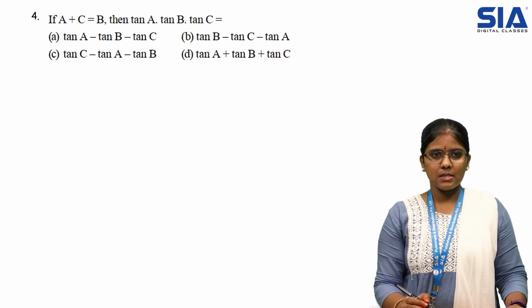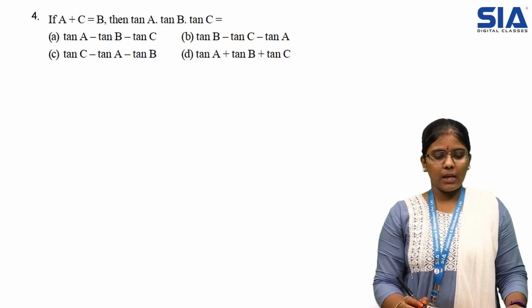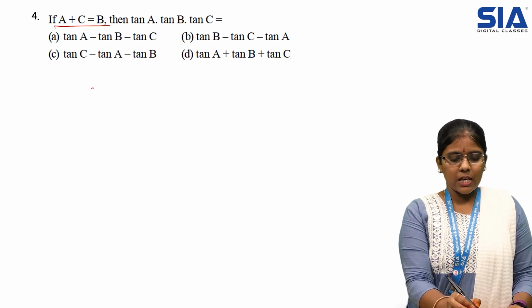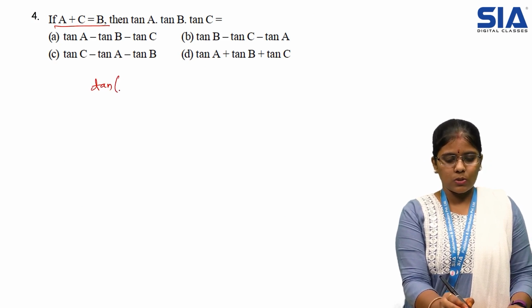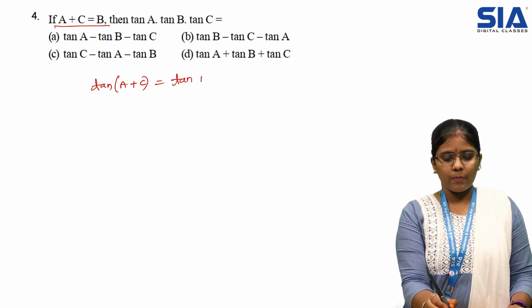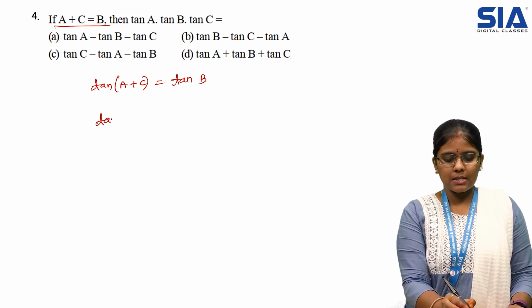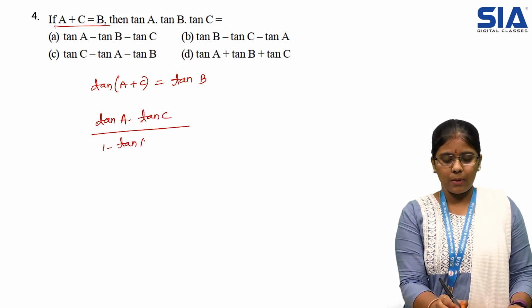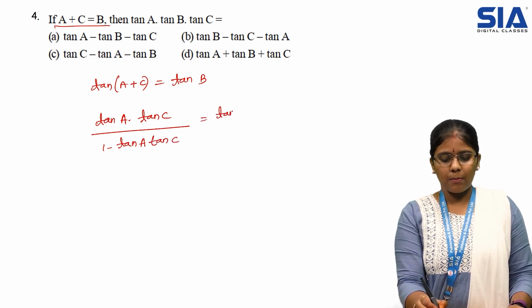Our next problem is: if A plus C equals B, then tan A into tan B into tan C equals what? First, let us consider this expression and apply tan on both sides. So tan of A plus C equals tan B. Tan of A plus C is tan A plus tan C by 1 minus tan A into tan C. So tan A plus tan C by 1 minus tan A tan C is equal to tan B.